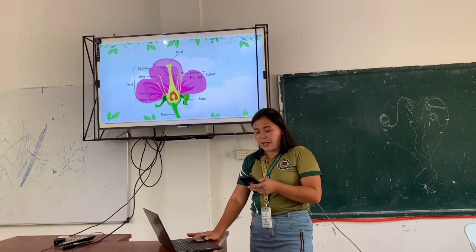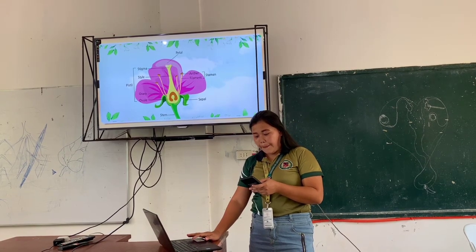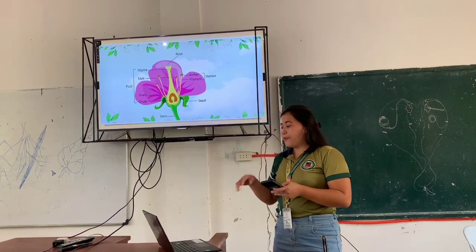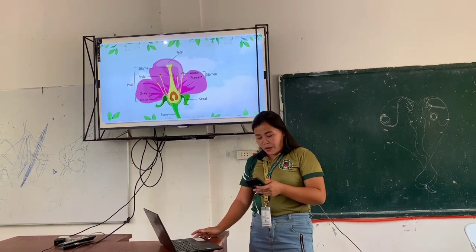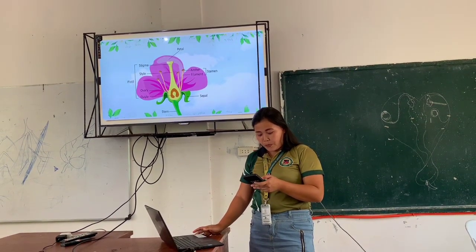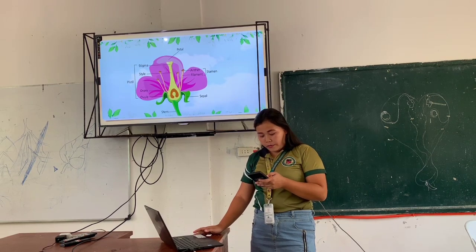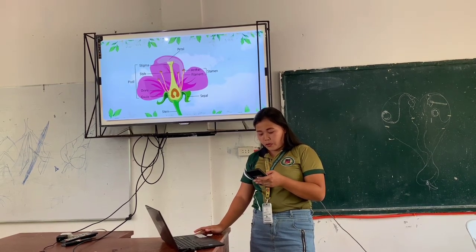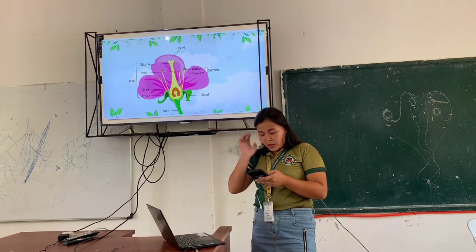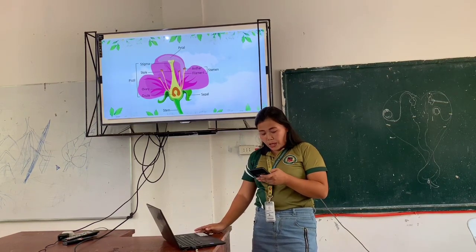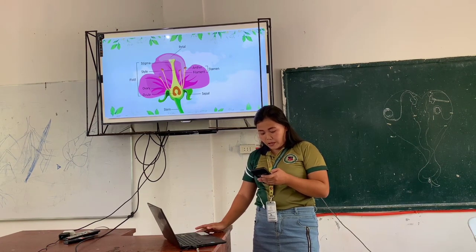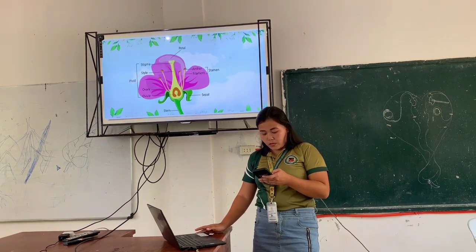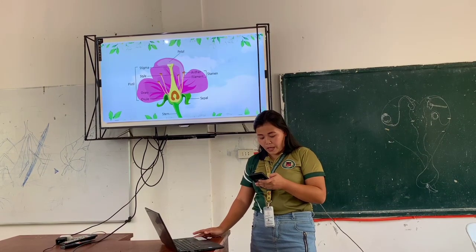Muna siya ay kaning pinaka-important part of the flower. Ang sepals kay muna siya ay green part of colorful and attractive parts of plant. Then ang petals, colorful po siya sa parts sa flower na makita sa sepals that help in pollination.